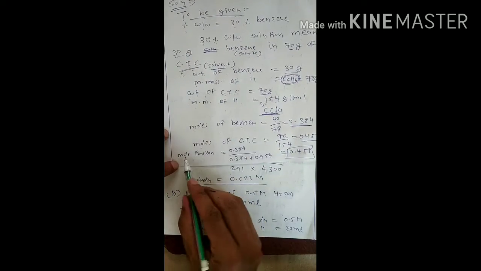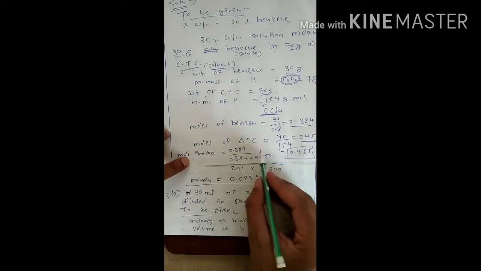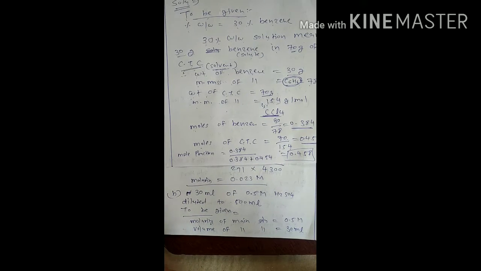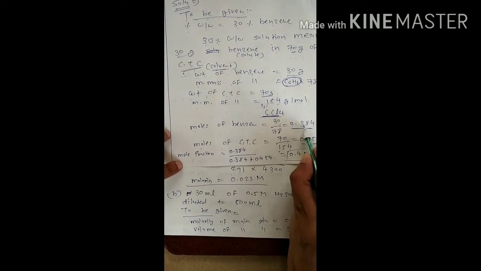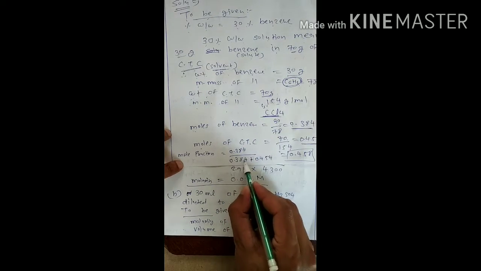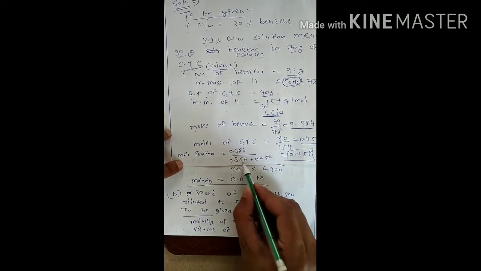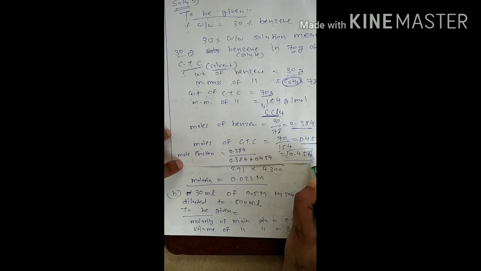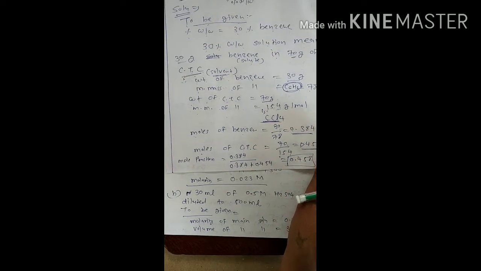Now to calculate mole fraction of benzene, it is equal to moles of benzene divided by total moles. Again, what is the formula? Mole fraction of benzene is equal to moles of benzene divided by total moles. Moles of benzene is 0.384. Here I have written total moles, the addition of both: 0.384 plus 0.454. By calculating this you will get 0.458. That is your answer. Okay, so this is your second example.